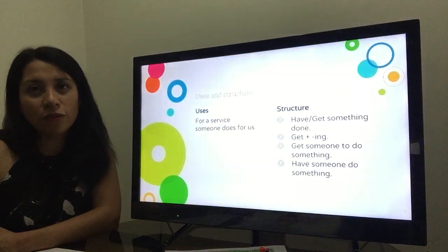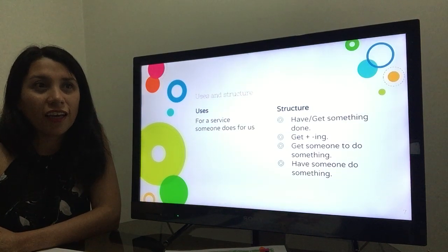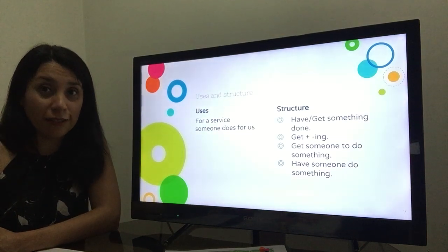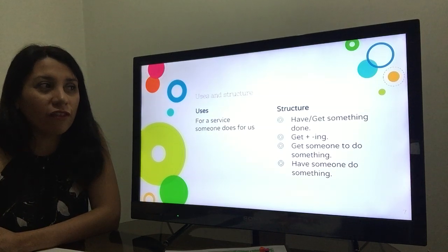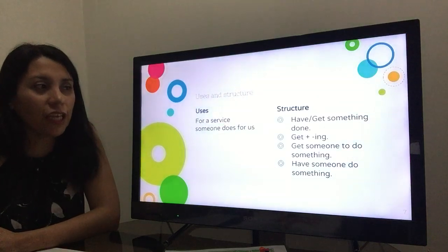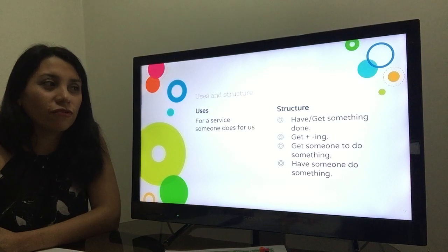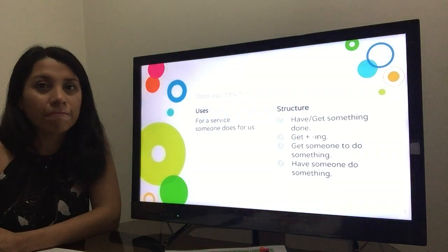Well, I had told my students that causative verbs were used for services that someone does, did or will do for us. Now, there are different structures. We have the structure of have and get something done, the structure of get plus ing. We can also use the structure of getting someone to do something for us or have someone do something for us.